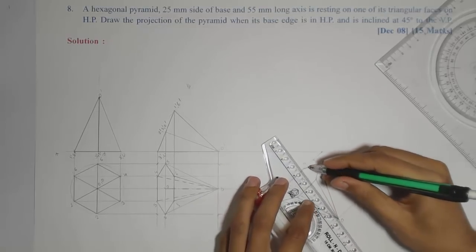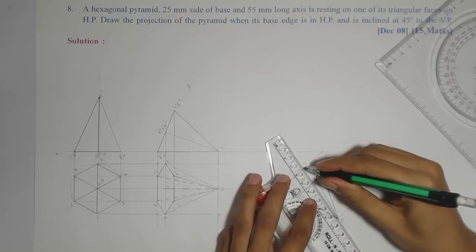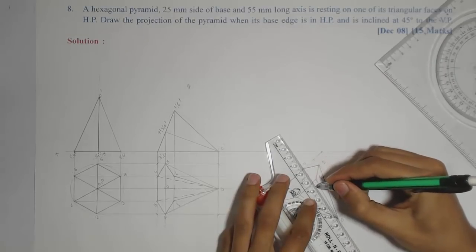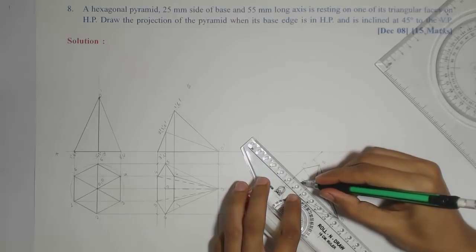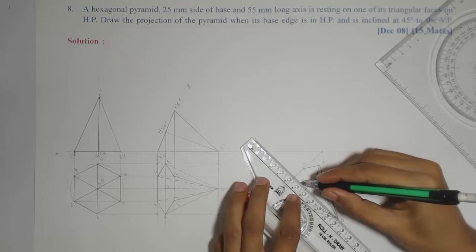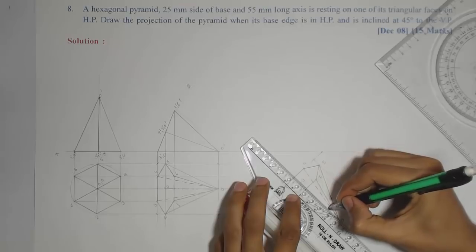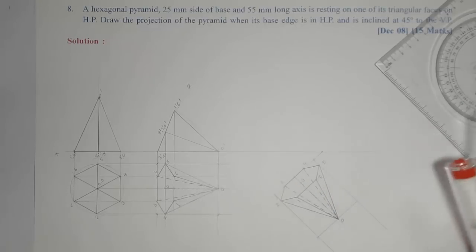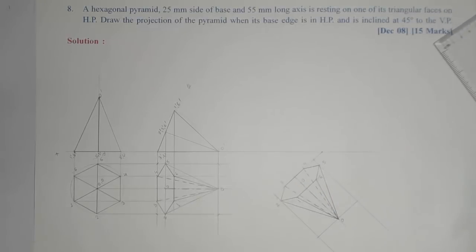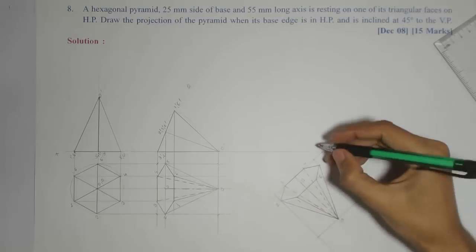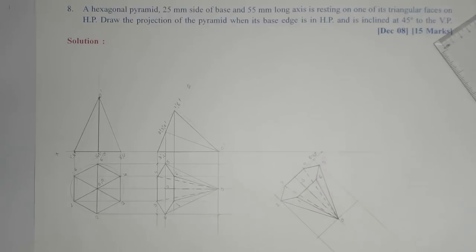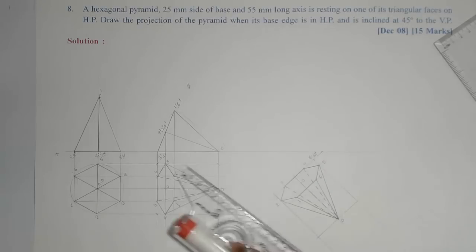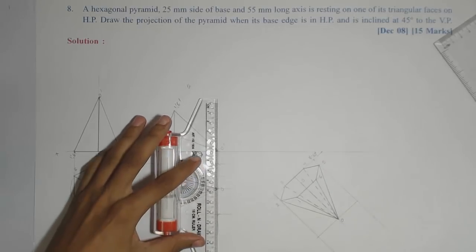So we'll redraw with the same visibility. And then we'll draw the axis at the end, long dash, short dash. Okay, now this is satisfying the condition. Base is inclined at 45 degrees, so we'll show that angle phi, 45 degrees. Now we'll complete the final view by projecting from both the views.